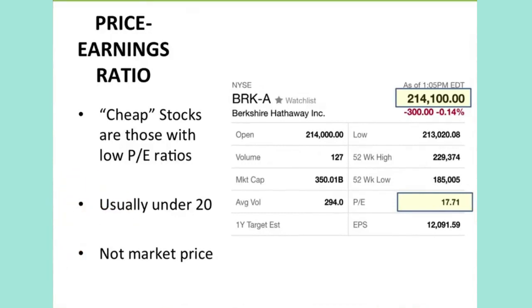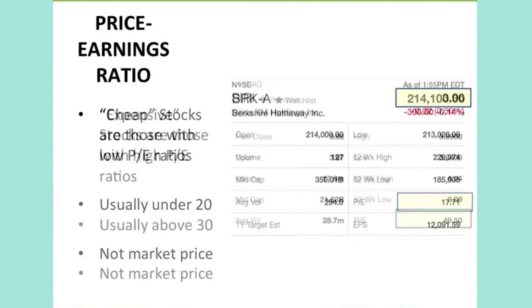Here's an example of Berkshire Hathaway stock as of April 30th, 2015. Notice that the market price is over $214,000 per share. However, its PE ratio is under 20, which makes this a cheap stock or a good value.